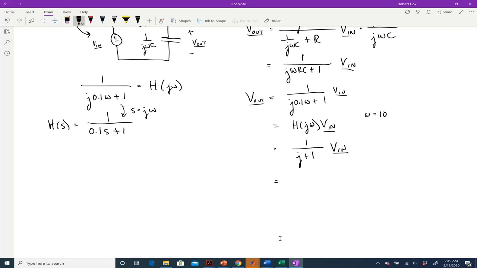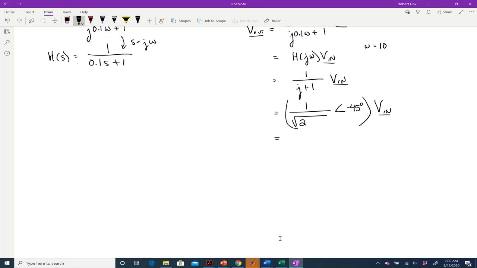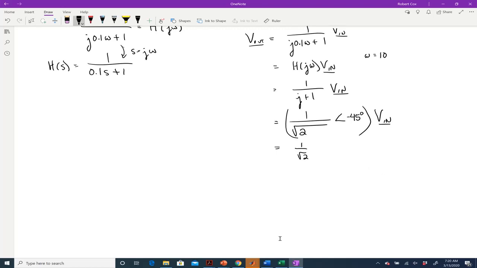Okay, and you would say to yourself, well, that is 1 over the square root of 1 plus 1, so 1 over the square root of 2, with an angle of, in this case, the angle of the top is 0, the angle of the bottom is 45 degrees, so it'd be negative 45 degrees, times Vn, whatever that phasor is, which we said in this case is just 1. So that would tell us that the output phasor is 1 over square root of 2 with an angle of negative 45 degrees. So we would have said v out of t is 1 over square root of 2 times cosine 10t minus 45 degrees.